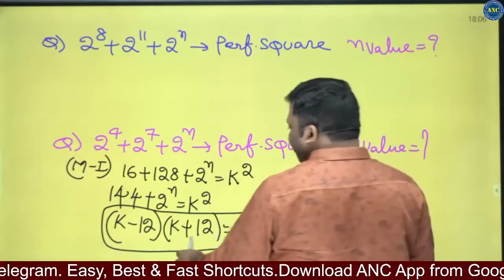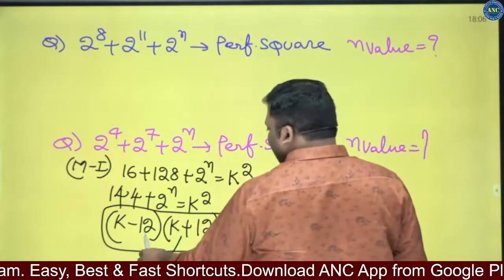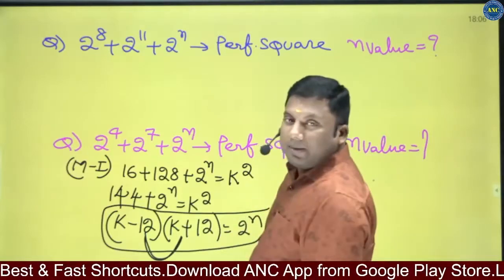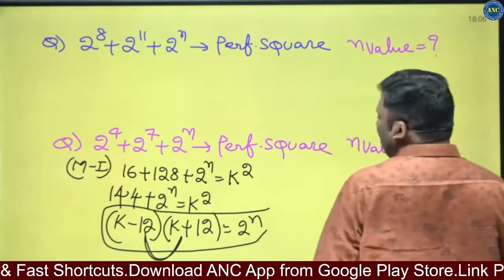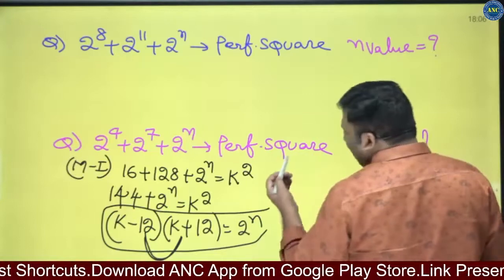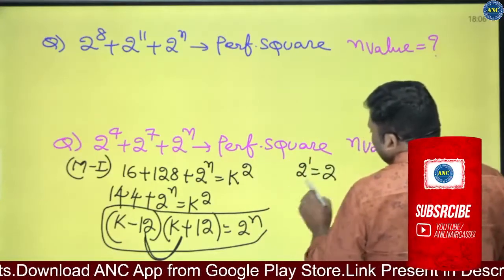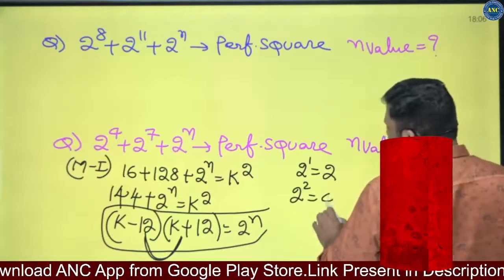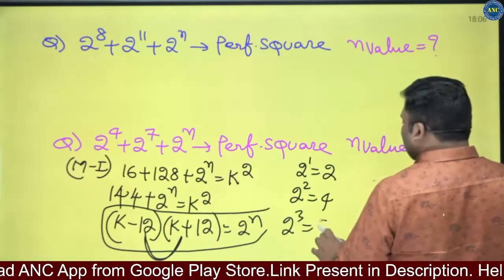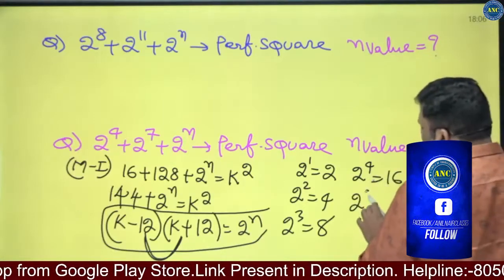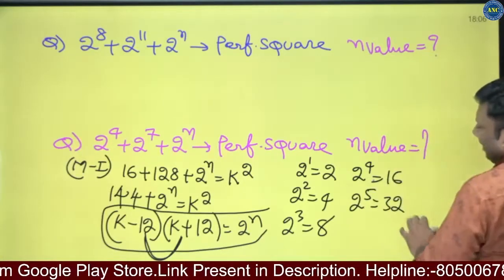Now, if you observe carefully, what is the difference between these two numbers? K plus 12 and K minus 12. The difference is 24. So, let us see powers of 2 where the difference is 24. 2 power 1 is 2, 2 power 2 is 4, 2 power 3 is 8, 2 power 4 is 16, 2 power 5 is 32.